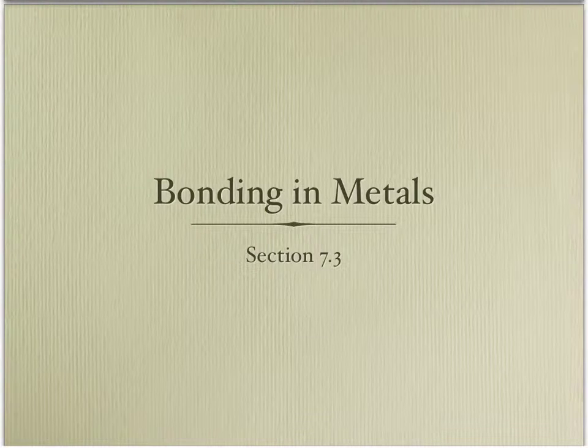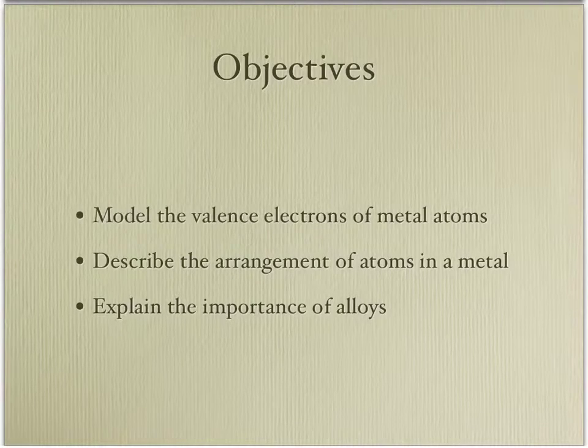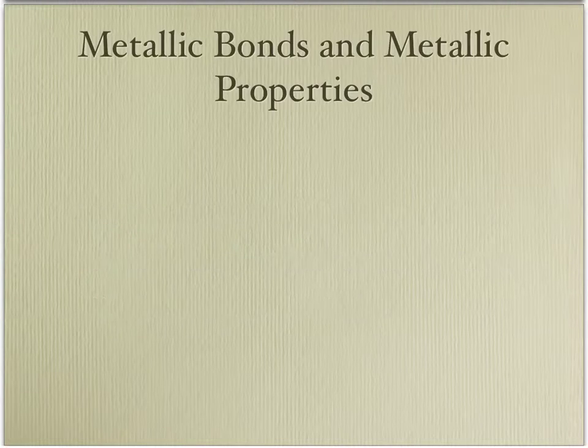Section 7.3, Bonding in Metals. Here are our objectives: model the valence electrons of metal atoms, describe the arrangement of atoms in a metal, and explain the importance of atoms.